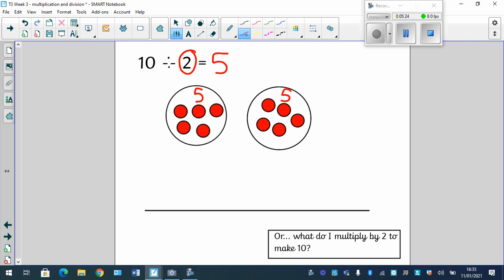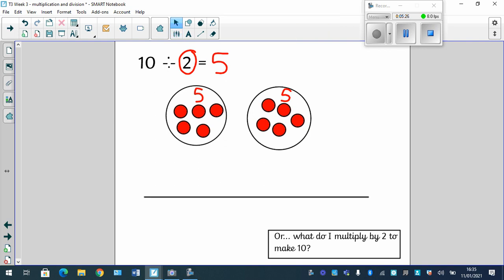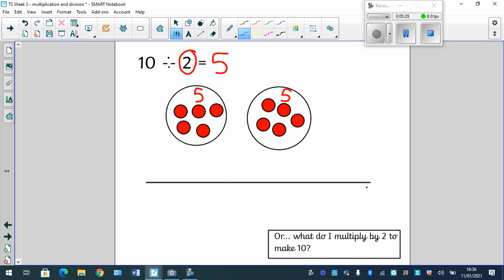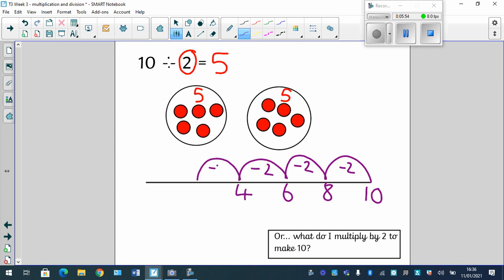I'm going to use a number line. I'm going to start with 10 at this end, and I'm going to jump back in 2's to see how many 2's make 10. If I jump back 2, I'm going to be taking away 2. I get to 8. If I jump back 2, I get to 6. If I jump back 2 more, I get to 4. If I jump back 2 more, I get to 2. If I jump back 2 more, I end up at 0.